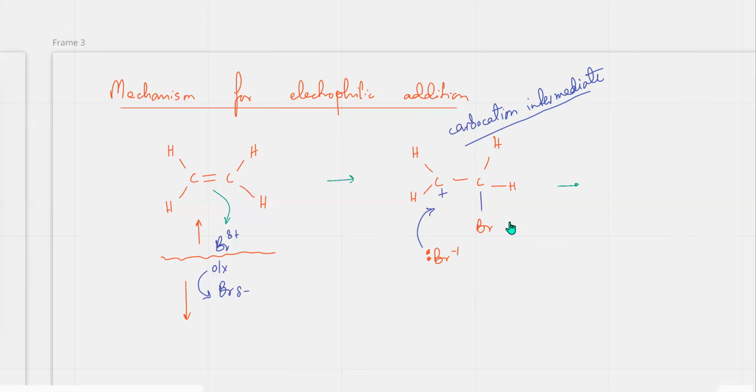So finally, the second bromine is also going to bond with it. So you've got these H atoms. And now you've got both bromines bonding to it. So is the mechanism clear?